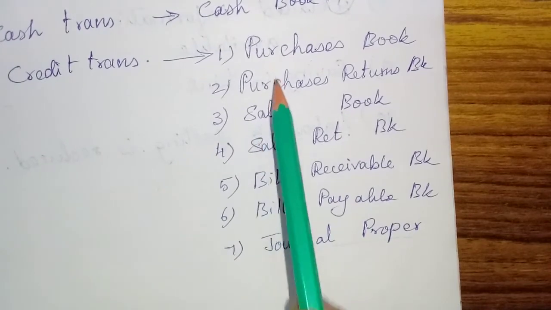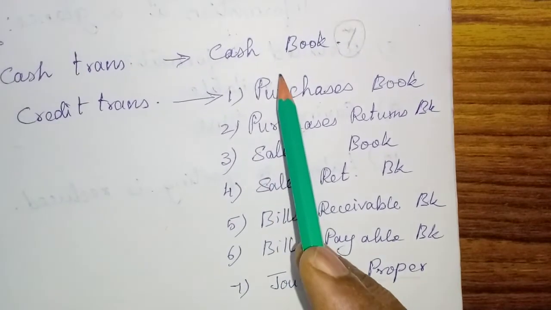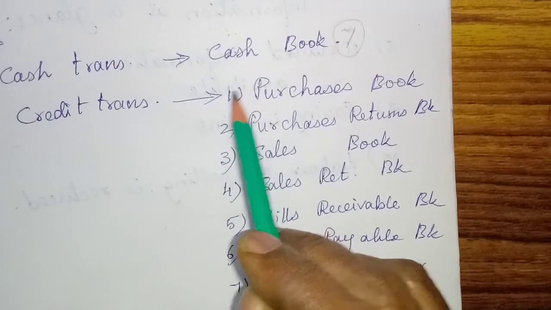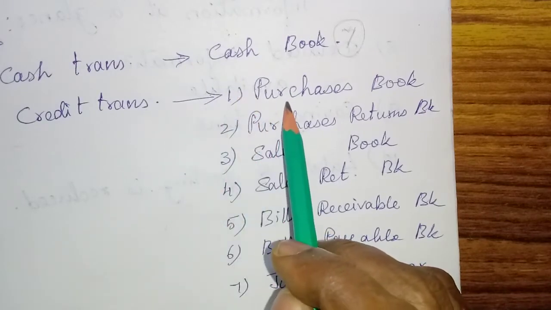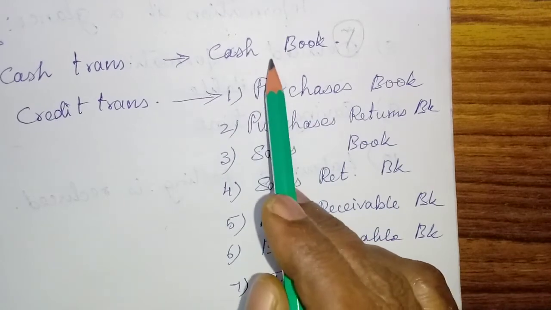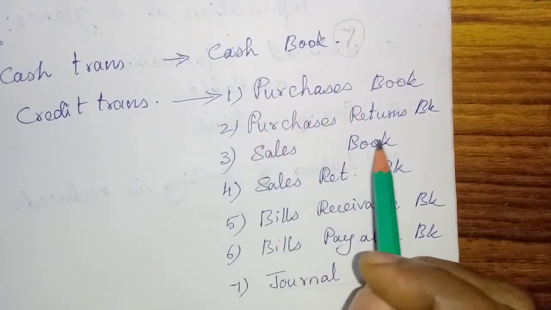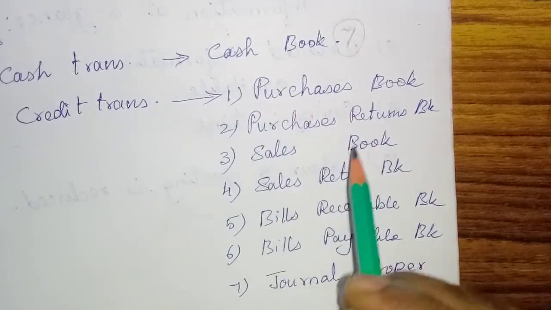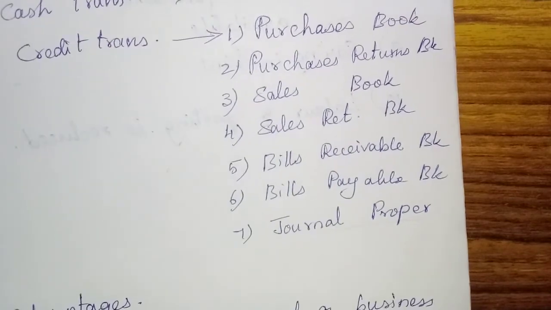This is one of the 2-mark questions: What are the subsidiary books? Name 4 subsidiary books. You can write cash book, purchases book, purchase returns book, sales returns book; any books you can write.